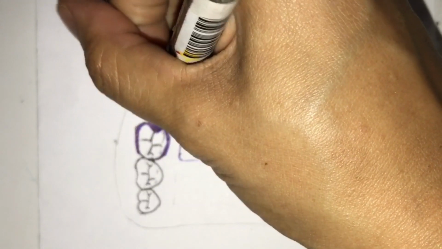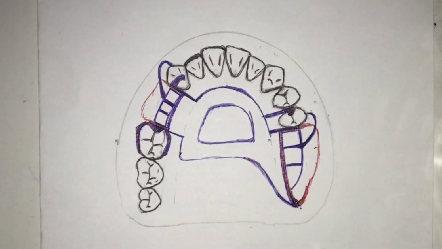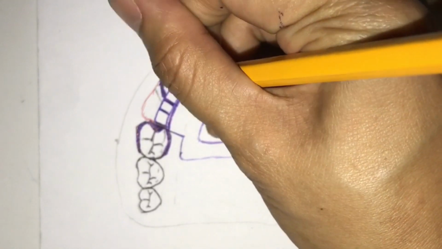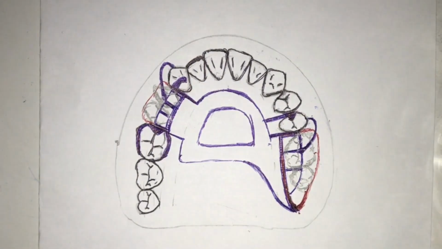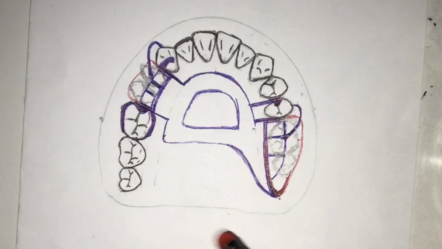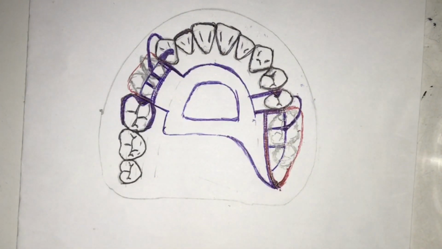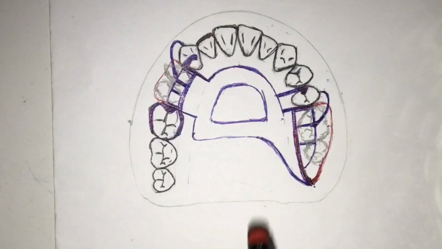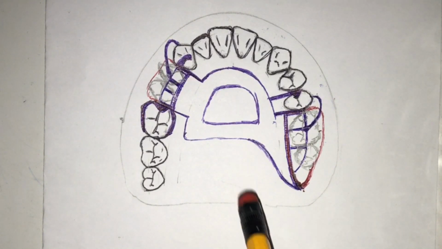So yes, I know I have not yet placed my pontics. Let's draw it, so you're not going to look for it. Anyways. There. So this is how you design a class 2 modification 1 case for a maxillary dentition. That's how easy.